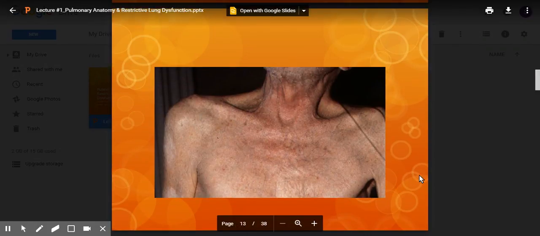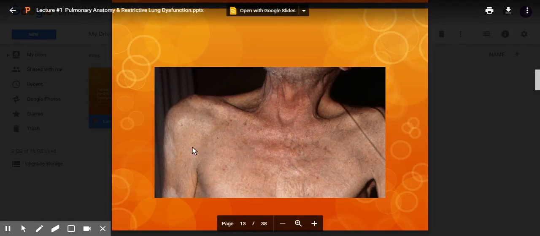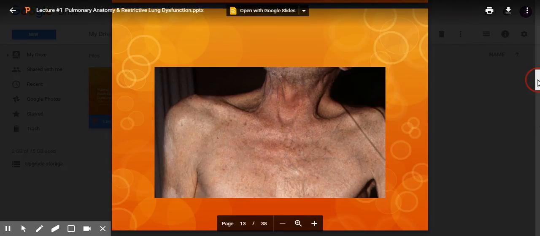And so here's a classic picture of a patient with restrictive lung dysfunction. You can see the significant wasting, as well as the scalene and sternocleidomastoid hypertrophy that we talked about a few slides ago.